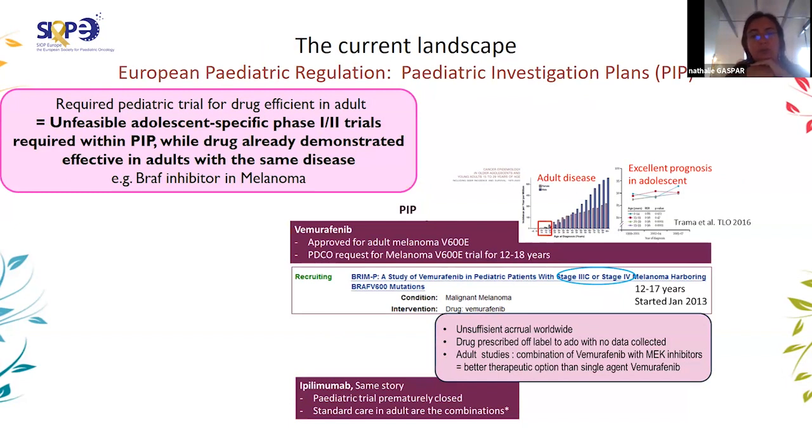That was the case, for example, for the development of BRAF inhibitor in melanoma. But basically, melanoma in adolescents is a very rare disease. They are usually with a better outcome than in older adults. Means that at the same time, five industry companies were developing trials with BRAF inhibitor in adolescents melanoma all over the world. All these trials have closed before recruiting all the patients because it was just infeasible to recruit these patients. While if these adolescents had been included in adult trials, they would have access very early to the drug.